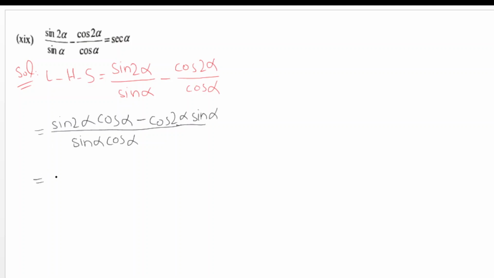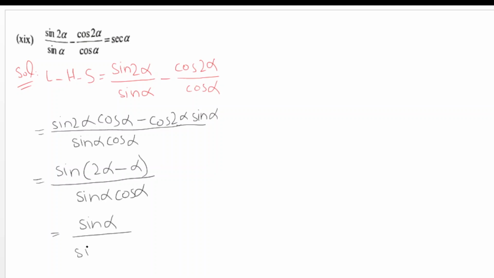So this formula is basically sine alpha minus beta. What is alpha here? 2 alpha, and what is beta here? Alpha. So 2 alpha minus alpha will be sine alpha, over sine alpha and then cos alpha. So sine will be cancelled, remaining 1 over cos alpha, that will be equal to secant alpha. Cos is the inverse of secant and secant is the inverse of cos. That will be equal to right hand side.